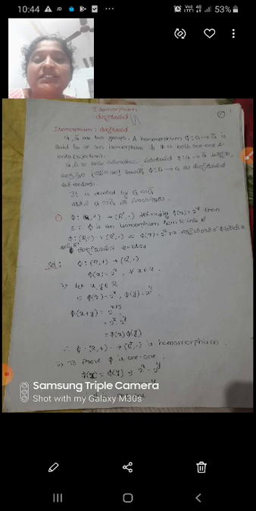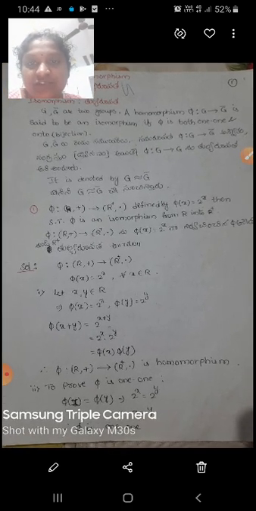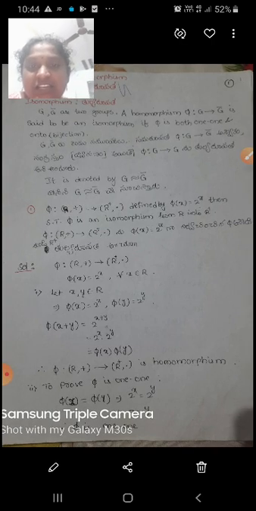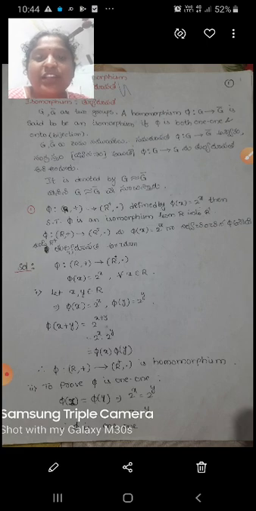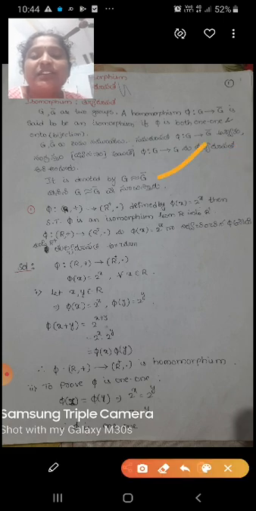So, what is isomorphism? See the definition. G, G dash are two groups. A homomorphism phi maps G to G bar is said to be an isomorphism if phi is both one-one and onto, meaning bijection. It is denoted by G isomorphic to G dash.